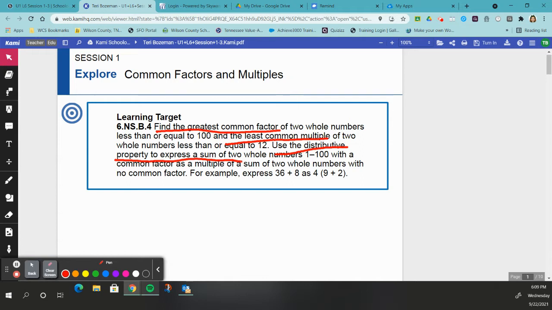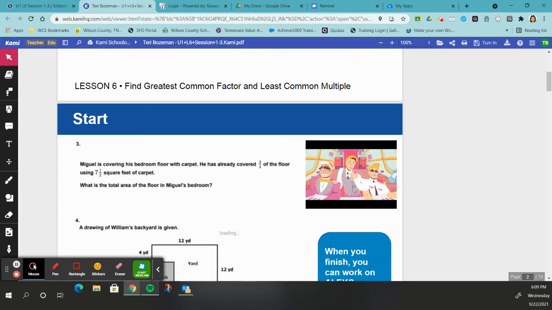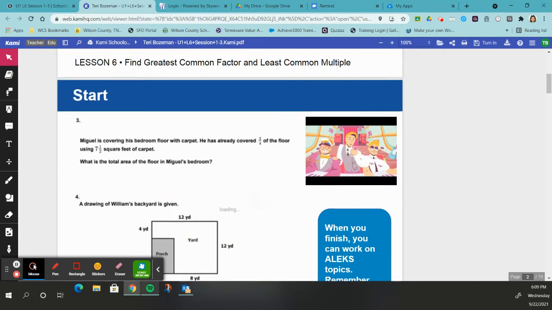So first, if you have your math spiral with you, this really needs to go in your math spiral. We're going to take some notes in just a few minutes after we do our start problems. And we're going to talk about greatest common factor, least common multiple, and how to use distributive property to express a sum. So do have your math spiral and be prepared to take a few notes after our start problems.